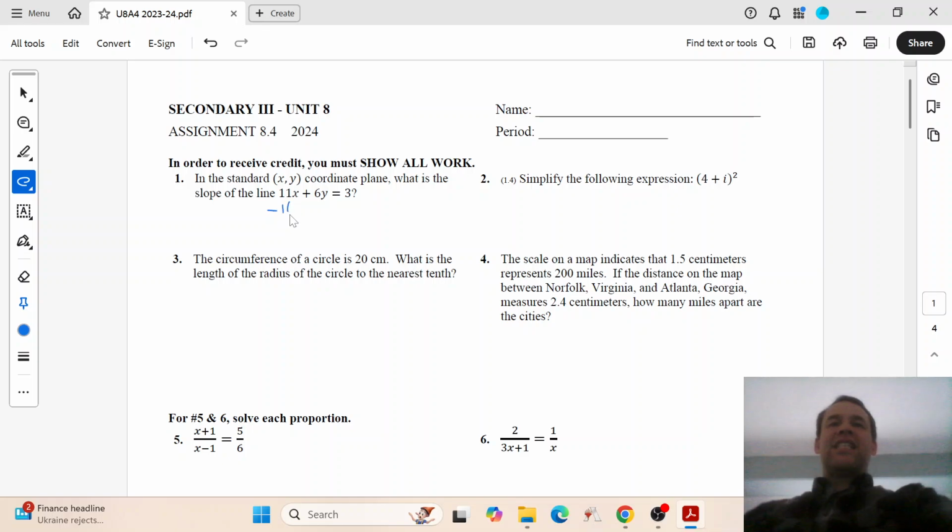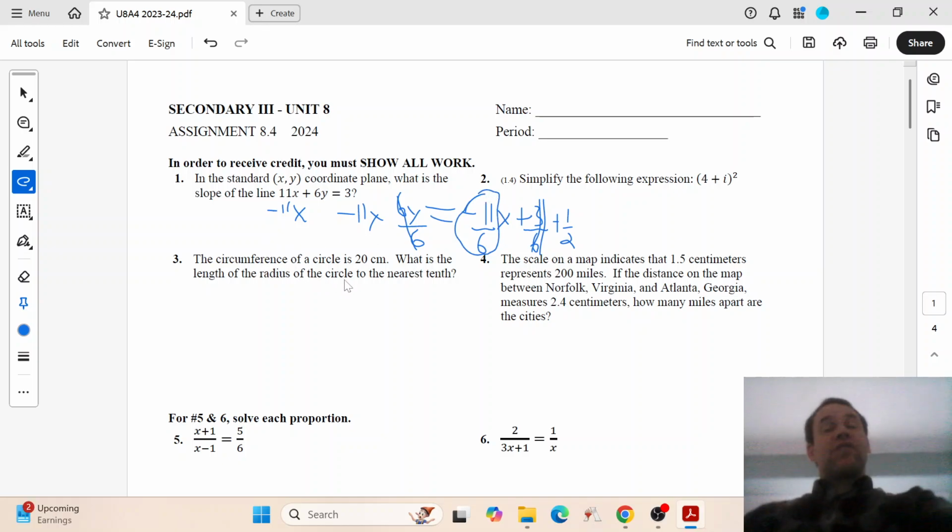So if you subtract 11x over to the other side, you have 6y is equal to negative 11x plus 3. And then you divide by 6. Now, dividing by 6, we have it in slope-intercept form. Don't forget you have to divide by 6 to both terms, not just one of them. So that 3/6 reduces to 1/2, of course. But here's our slope. So what is the slope of the line? The slope is negative 11/6.